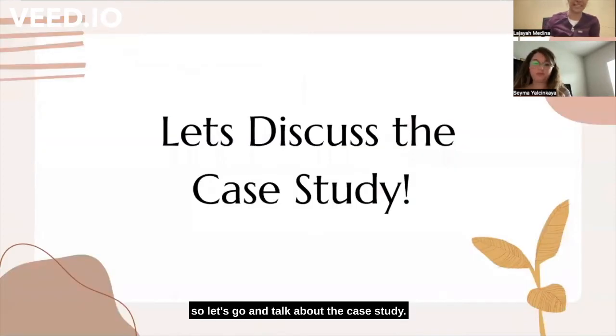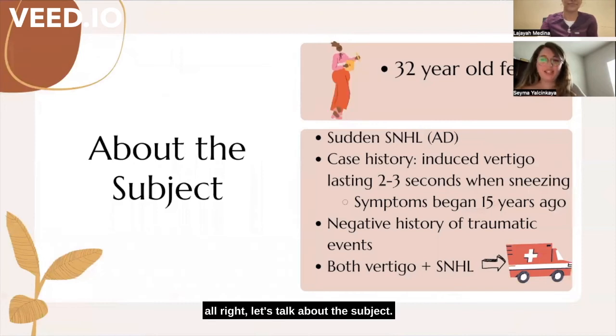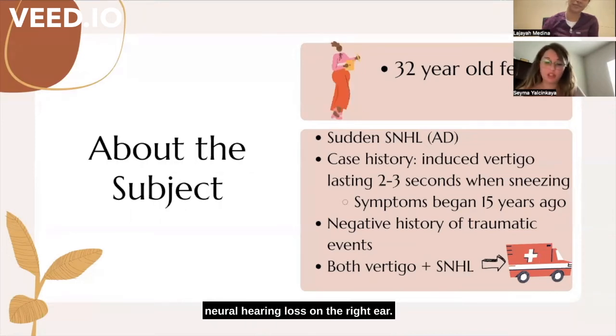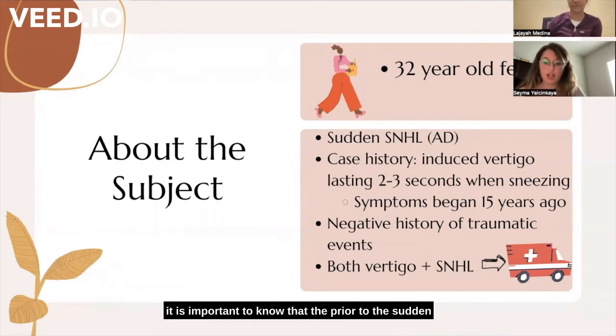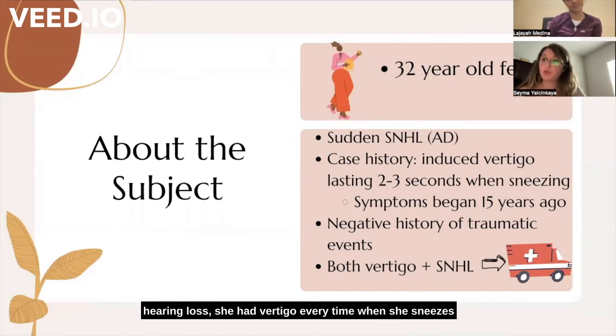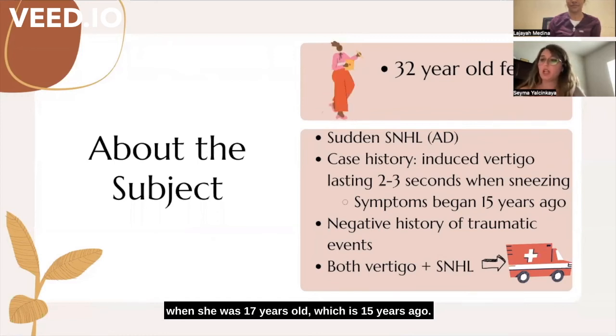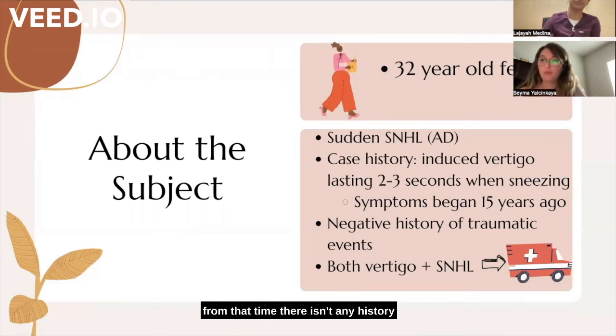So let's go ahead and talk about the case study. All right, let's talk about the subject. So the patient is a 32 year old female who experienced sudden sensorineural hearing loss in the right ear. It is important to know that prior to the sudden hearing loss, she had vertigo every time she sneezed, and it would last 2 to 3 seconds. And it started when she was 17 years old, which is 15 years before that time.